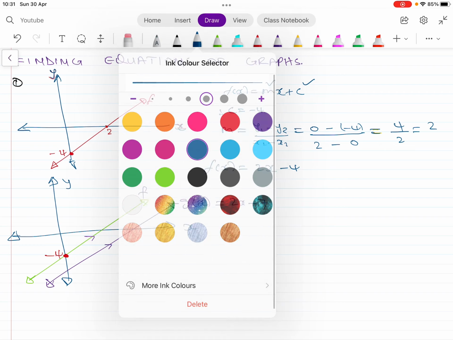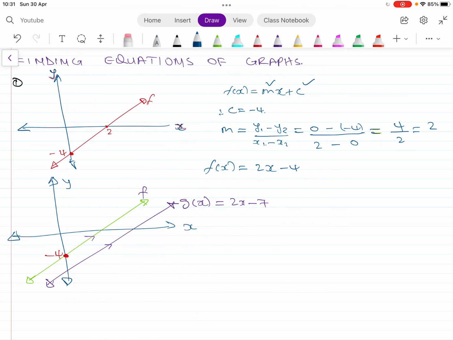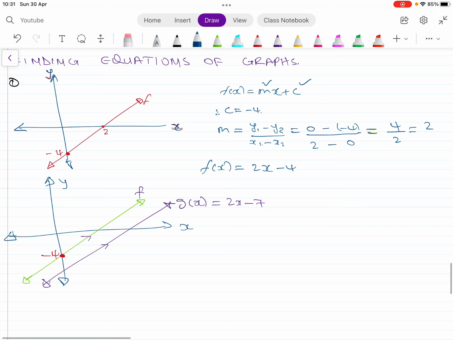You remember that when you have 2 straight lines which are parallel to each other, that means their gradients are equal. That means the gradient of g is equal to the gradient of f, and you can see that the gradient of g is this positive 2 here. That means the gradient of f is also 2.